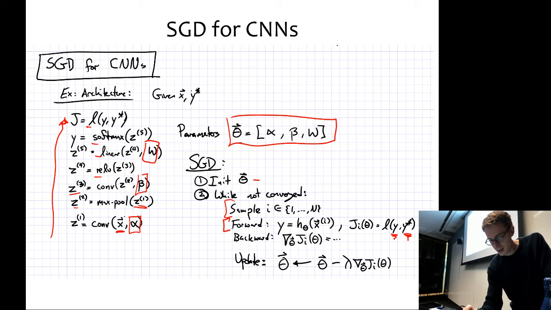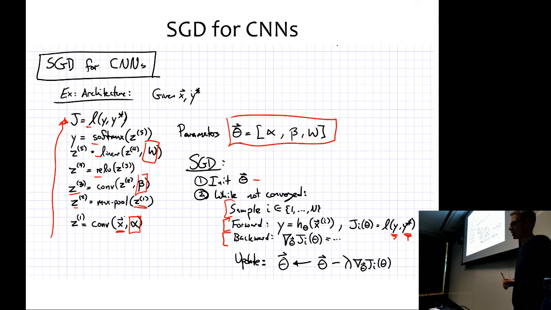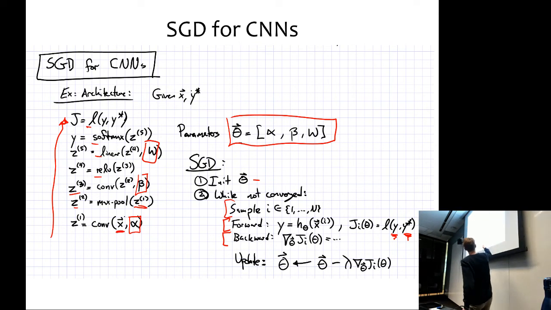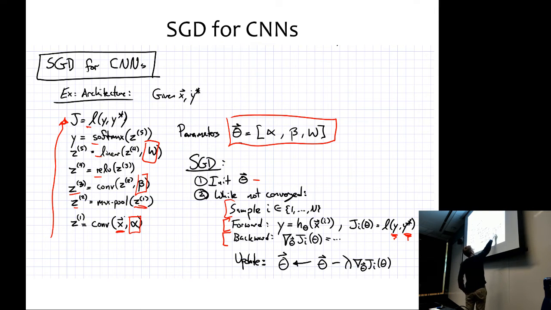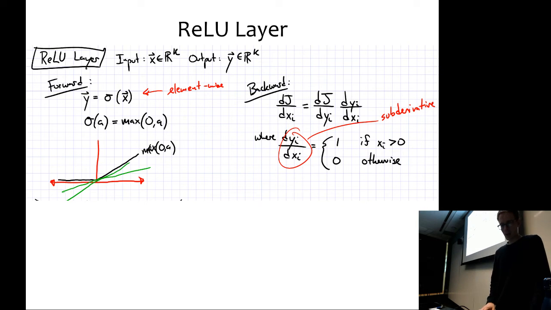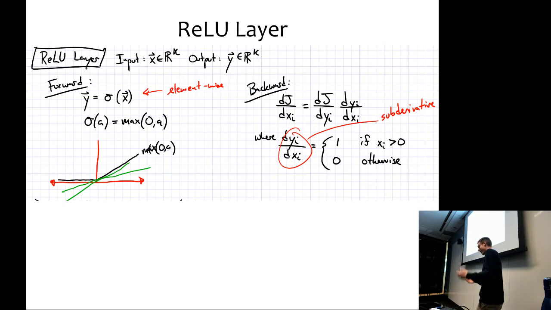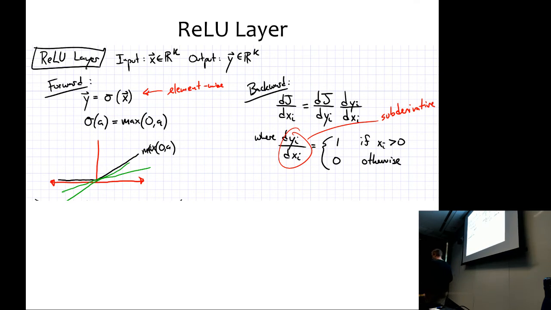And then we run backpropagation to compute the gradient of this objective function. And then we just update our parameters with SGD. Okay. So the remaining question is just how do we actually do backprop? Well, for you guys, we're not going to ask you to implement this.